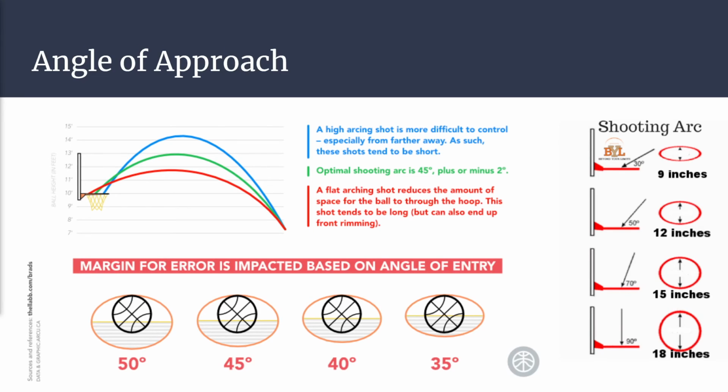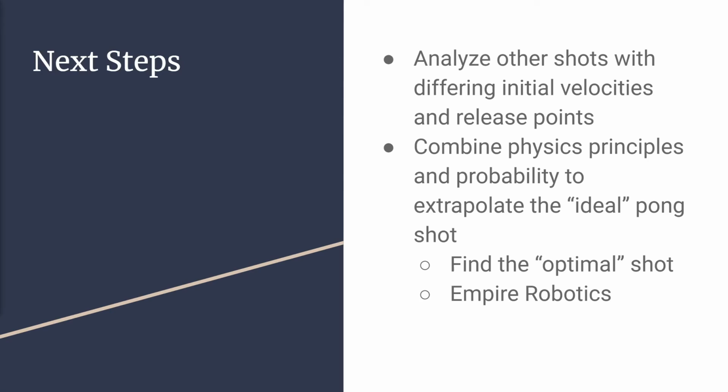However, we need to consider the distance away from the target and the initial velocity that the ball should leave your hand. With all that, I plan to analyze some of the throws of some of my other fraternity brothers and look at release points and initial velocities. I can then combine physics principles with a little bit of probability to extrapolate the quote-unquote ideal pong throw. A group called Empire Robotics has created a robot that can throw a perfect shot into a cup. I would like to look more into this and see if I can build a robot that throws similarly.